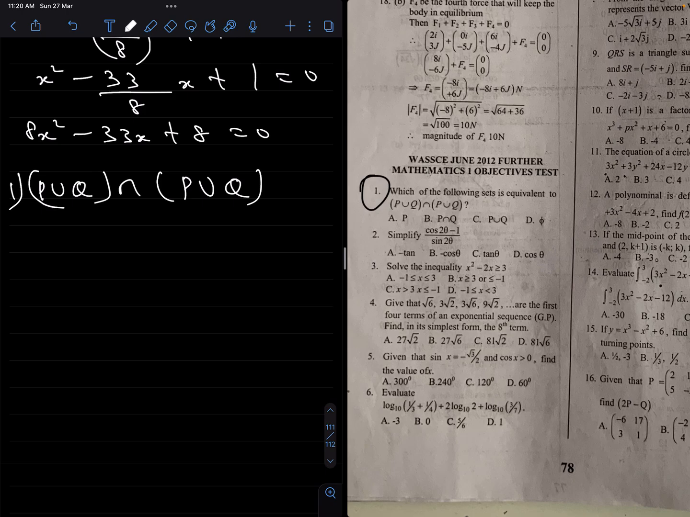Do you understand? Yeah. Hold on. Let's see that. If set A has elements 1, 2, 3, 4, 5, and set B has elements 3, 4. Just make it simple.